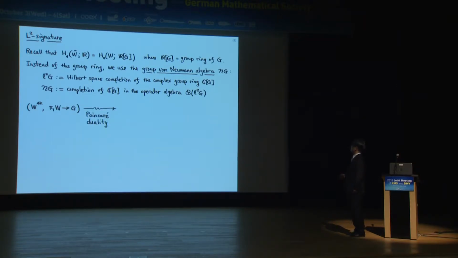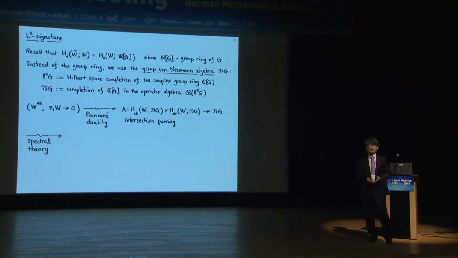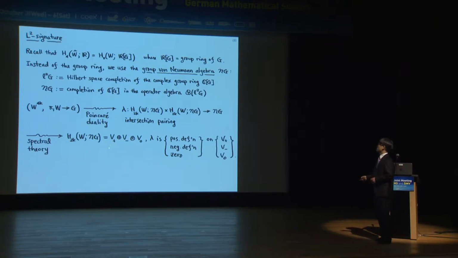As before, we use the Poincaré duality to obtain the intersection form, but now this intersection form is twisted, namely it's now over the von Neumann algebra NG, and then we use another thing from analysis. Spectral theory on operator algebra enables us to obtain a similar decomposition consisting of the positive definite part, V plus, and negative definite part, V minus, and zero part.